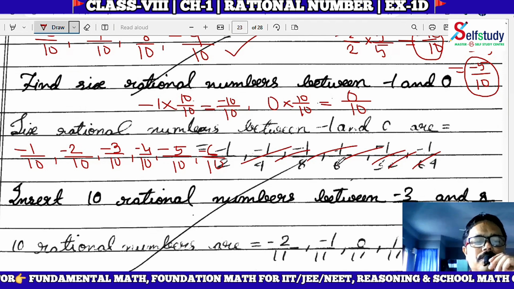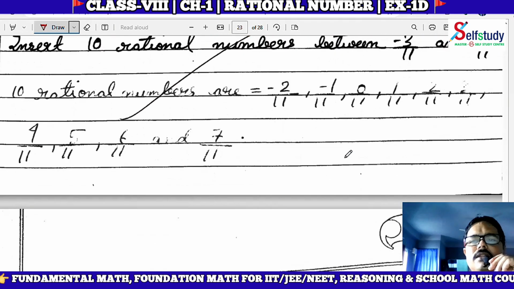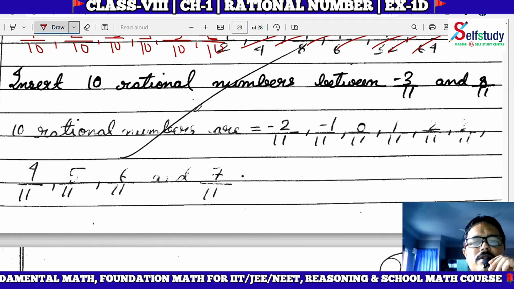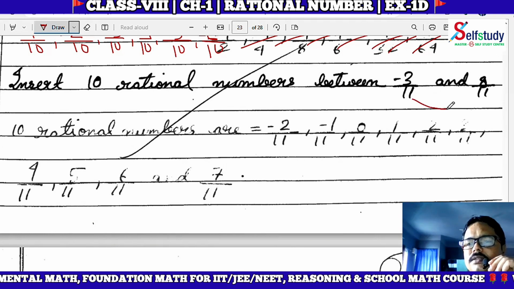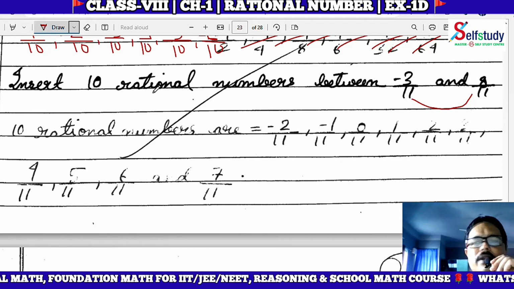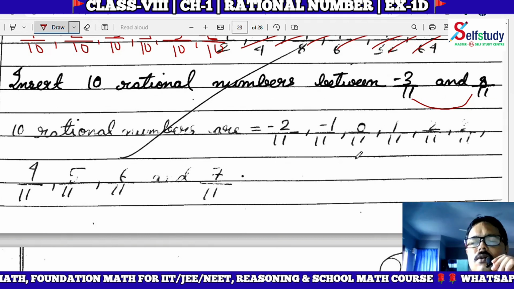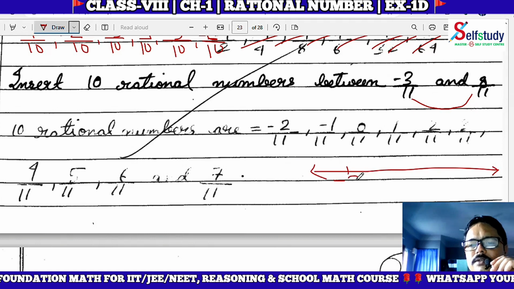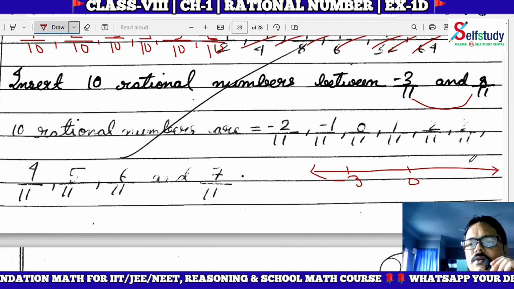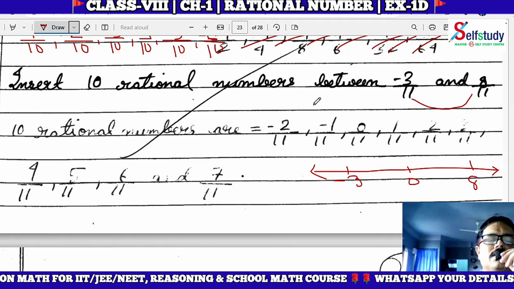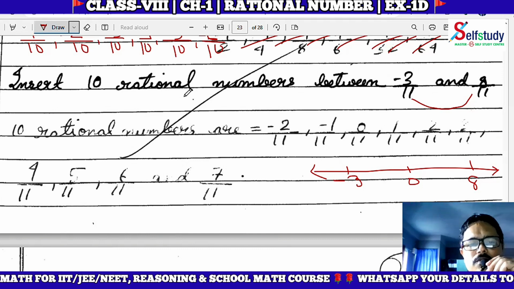Cut this answer. Now insert 10 rational numbers in between minus 3 by 11 and 8 by 11. So here one thing is good, that the denominators are the same, and we need to write 10 rational numbers. So on the number line, if you see, here is minus 3, suppose here is 0 and here is 8. So there are sufficient numbers. That means we are supposed to write 10 rational numbers, and we have that.